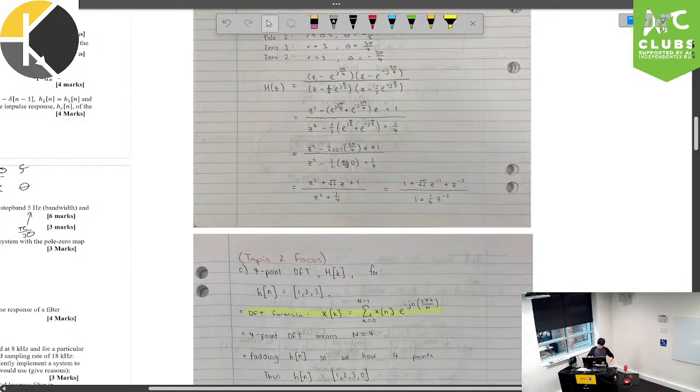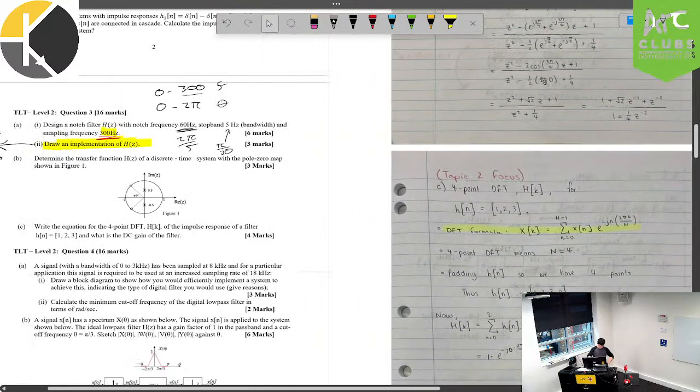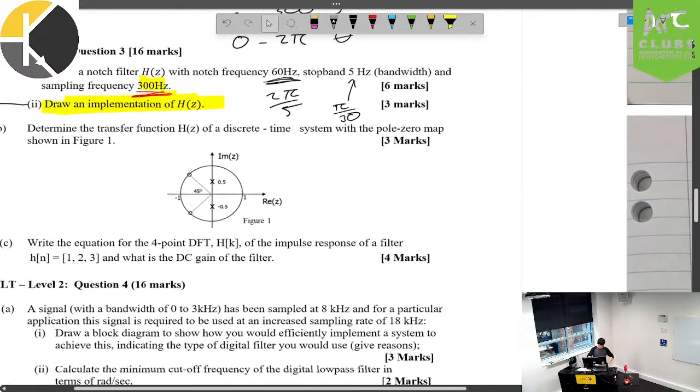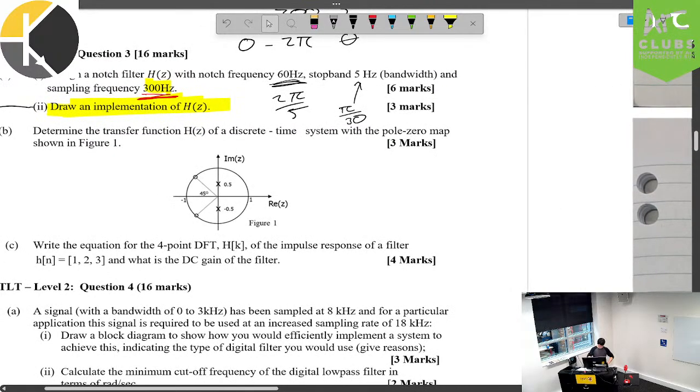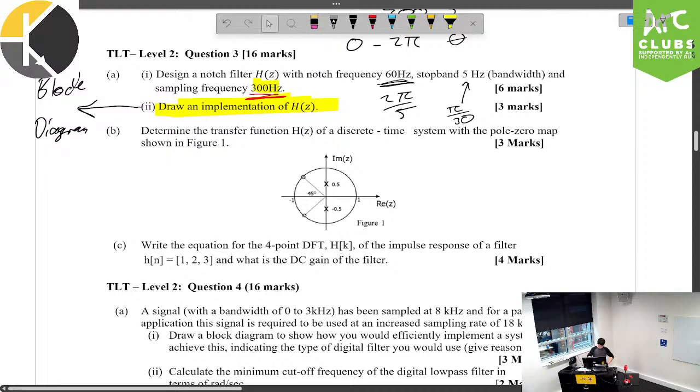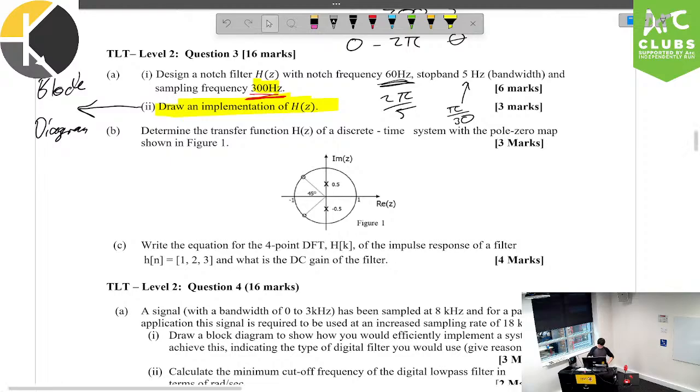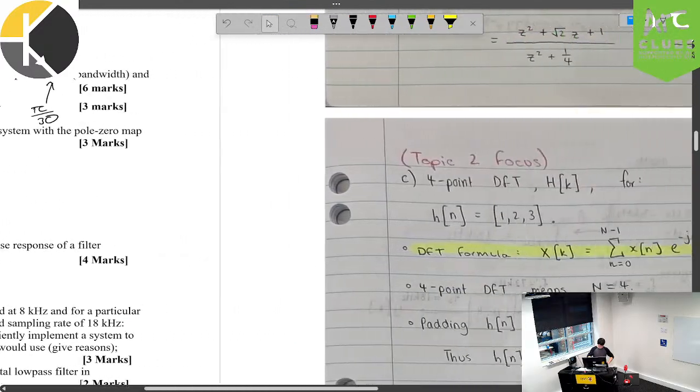Next up, we're going to look at the third part of the question. Fantastic. We're going to write the equation for the 4-point digital Fourier transform, H(k), of the impulse response of a filter given by h(n) equals 1, 2, 3. And we want to determine as well what the DC gain of the filter is. Okay, so DC gain, that's just when your frequency is 0. So you plug in z equals 0. Sorry, z equals 1. My bad. All right, so let's go ahead and do it.